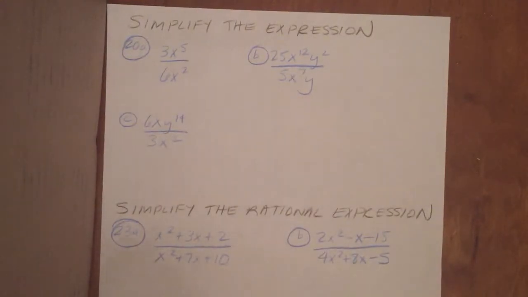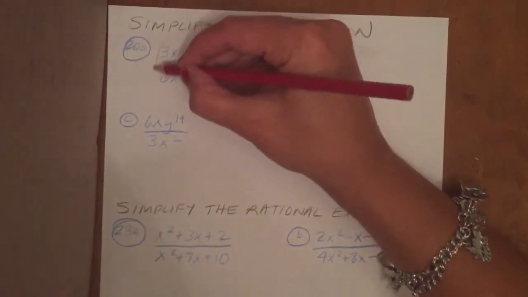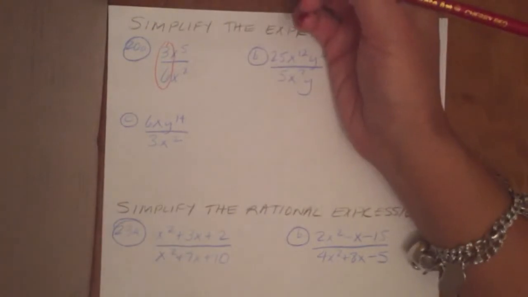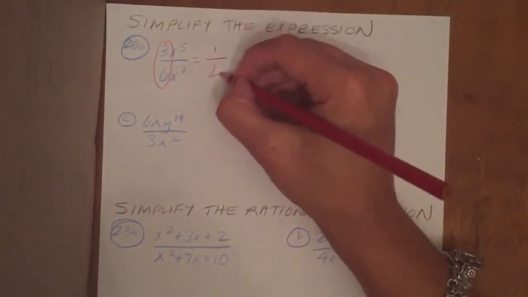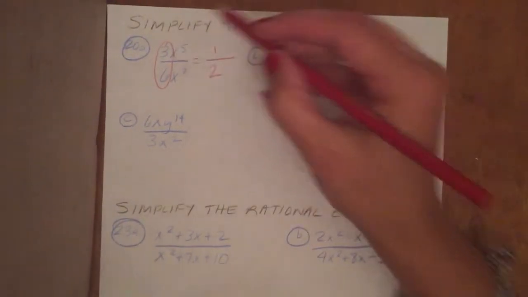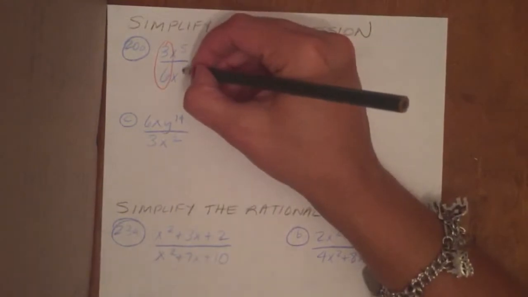What we're going to do first is look at the constants. So I'm going to see if I can reduce the 3 over 6. I'm going to look at reducing the constants, and 3 over 6 does reduce to 1/2. So now let's look at the variables. If I look at the variables, I have x to the 5th over x squared.